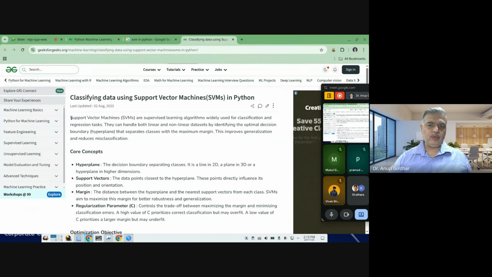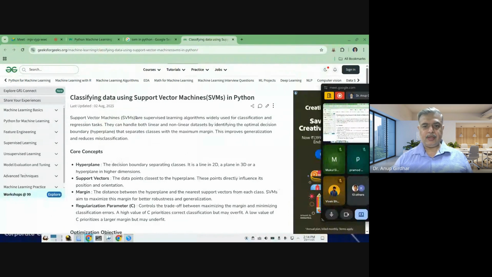Whenever we are talking about classification, I think we did a lot of classification algorithms, and let's compare with other things. If you really compare with various other algorithms, SVM is a wonderful algorithm and gives more advanced and accurate results as compared to the others.